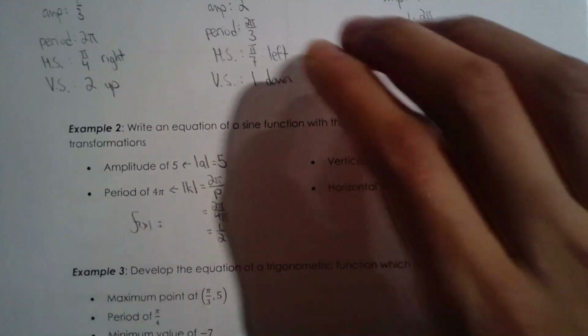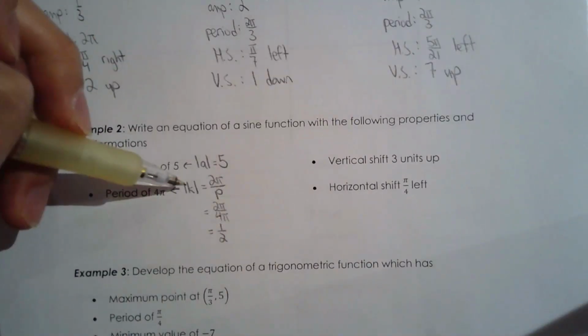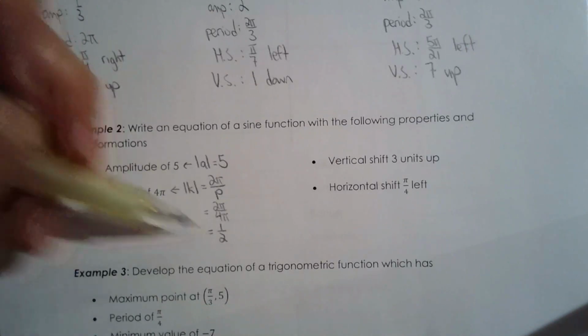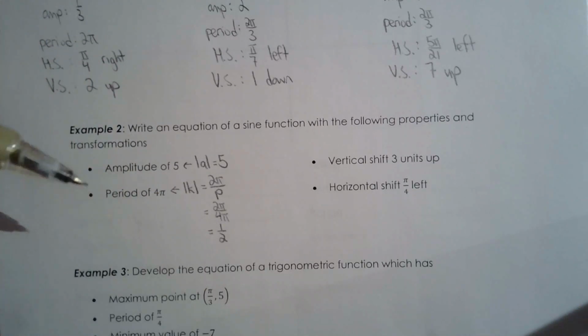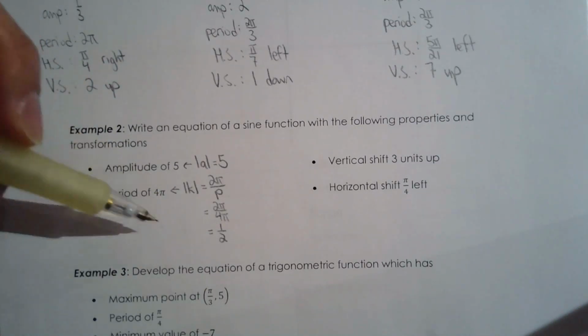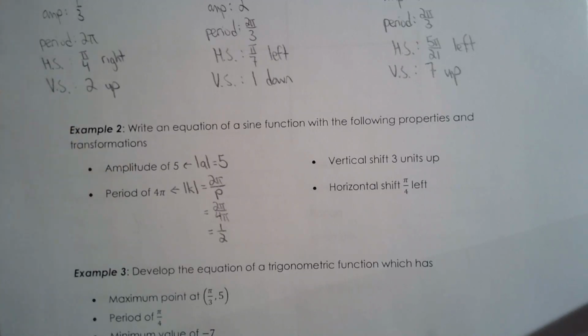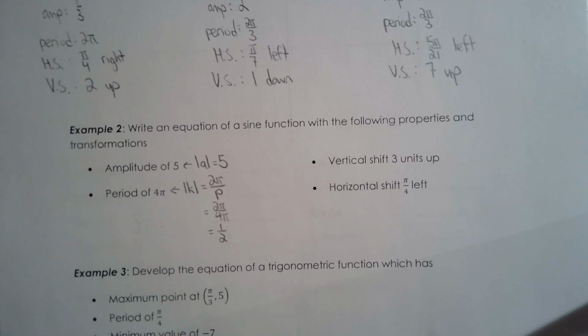I'll have to erase this now. I'm out of room. Okay, so the absolute value of k is 1/2. And that makes sense, because if k is 1/2, it's horizontally stretched by a factor of 2. So it goes from a period of 2 pi to a period of 4 pi. So half is giving me really good vibes here. I'm very confident this is correct.